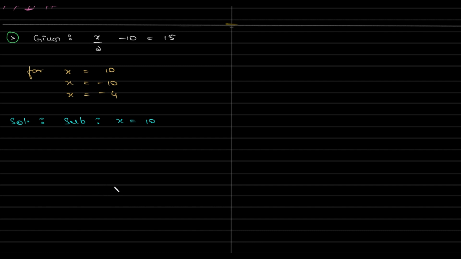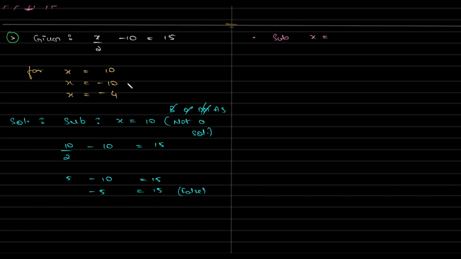So let's start off with substituting 10 in the given question. As per BODMAS, no bracket, no operation, we have division, no multiplication, addition and subtraction. Yes, we have subtraction, and this is a false statement, and this is not a solution. Okay, right, quite simple. Let's substitute x is equal to, next question is negative 10.